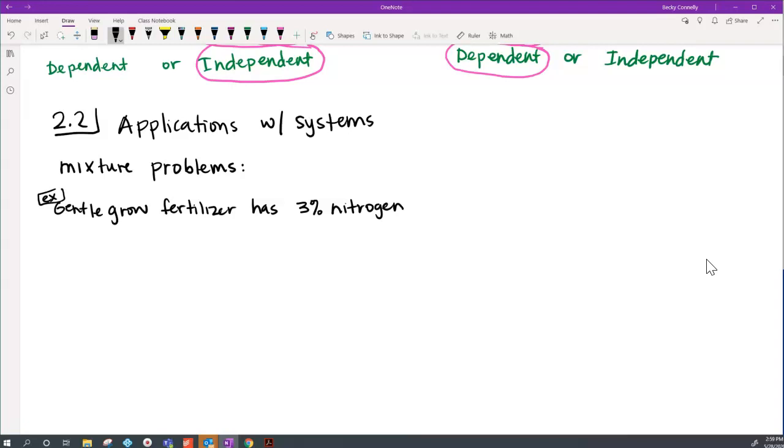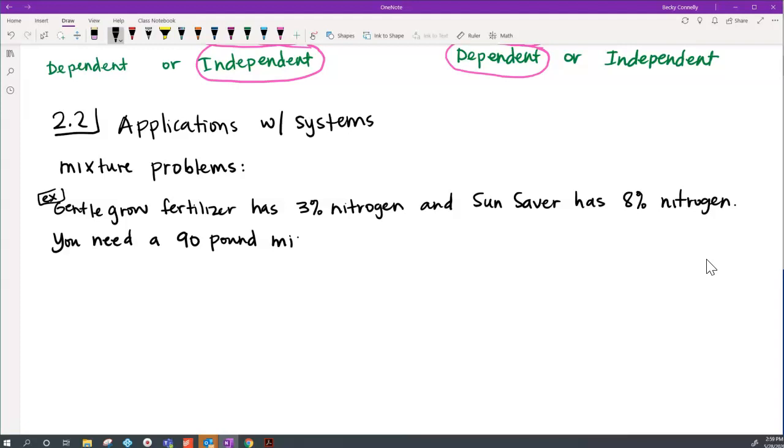But anyway, so Gentle Grow fertilizer has 3% nitrogen, and let's see, Sun Saver has 8% nitrogen. So let's see. You need a 90-pound mixture that is 6% nitrogen. All right, so we're trying to figure out if I mix the 3% with the 8%, I want to end up with 6% of it, but I need a very specific amount of it. I need 90 pounds of it in order to do what I needed to do with it, right? So I want to know how much of each should be used.